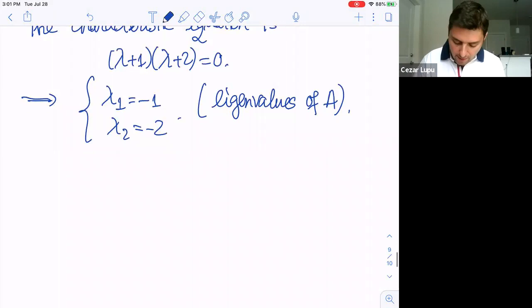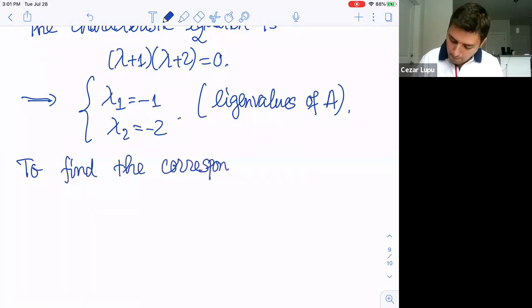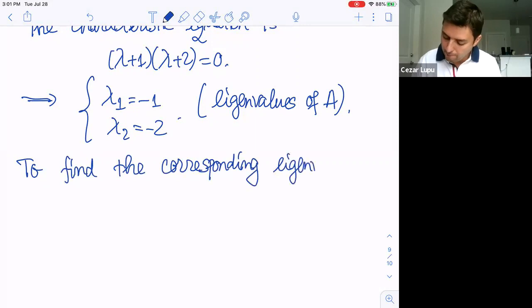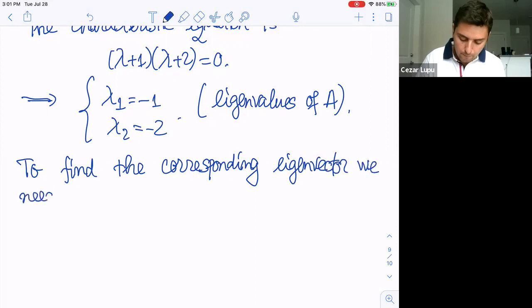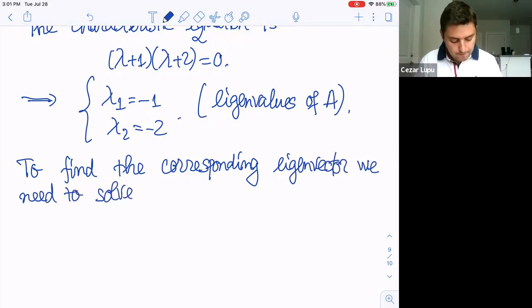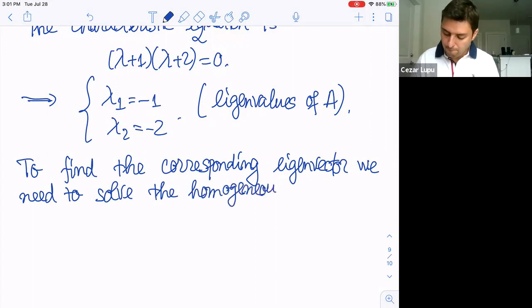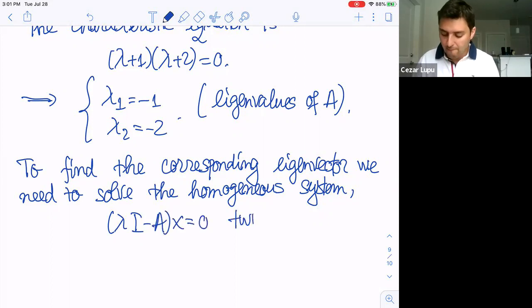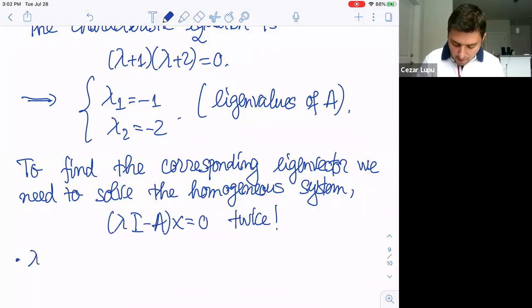In other words, we need to solve the homogeneous system, lambda times identity minus A, x equals 0, twice. So we need to solve this twice. Okay. Well, and now we need to solve for the first one. Let's say for this case, lambda 1 equals -1.